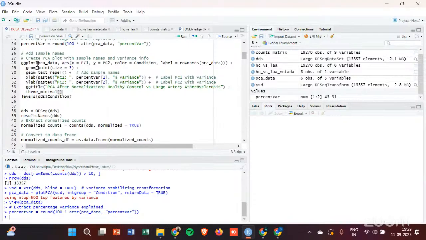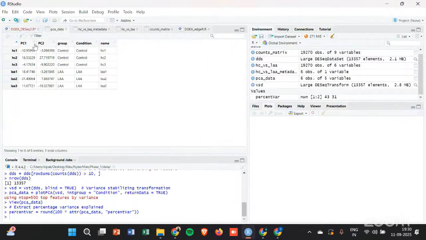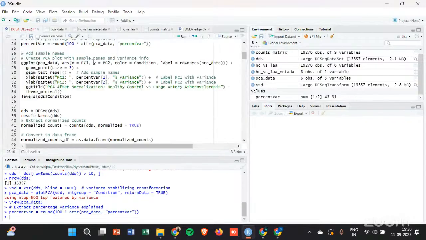Here, the first argument that you give it is your PCA data frame, which you created using DESeq2. The second argument is aes. Here you have to give it what the X column will be and what the Y column will be. Basically, this is what is going to be plotted. Here you define your x column and y column from this PCA data. If you see here in the PCA data, we have PC1 and PC2, so this is what we are defining here.